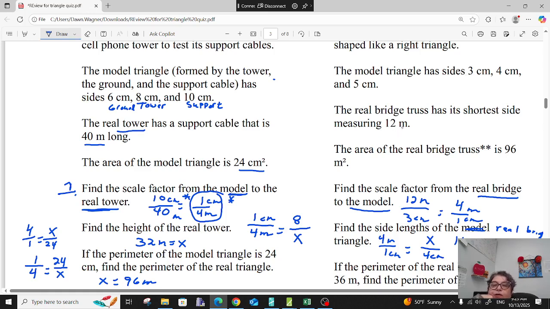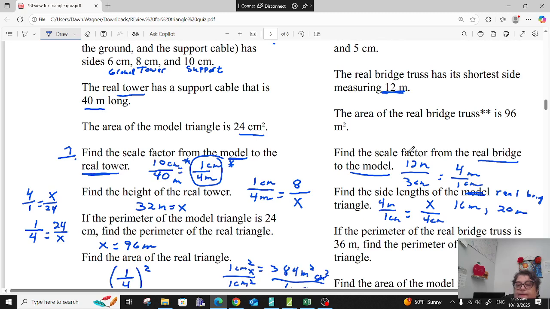What's 3 times 4? Yeah, so then you could do 4 times 4, 5 times 4. Or you could set up the cross multiplication. Either way works. The perimeter of the real bridge truss is 36 meters.